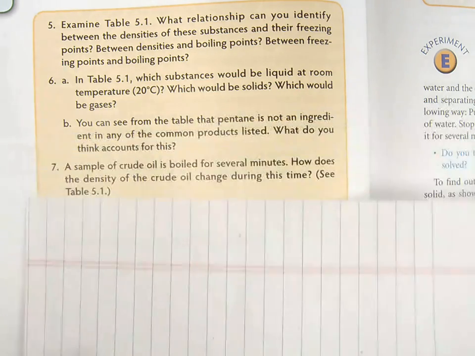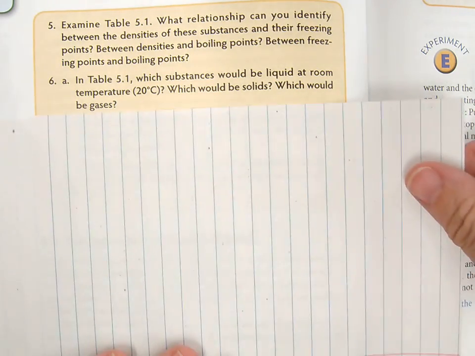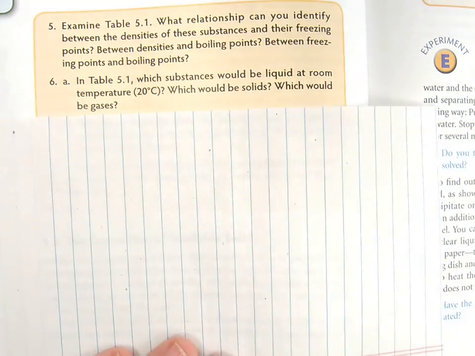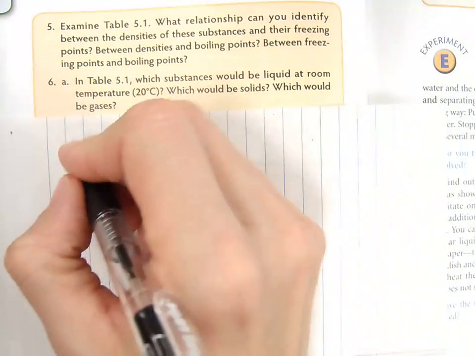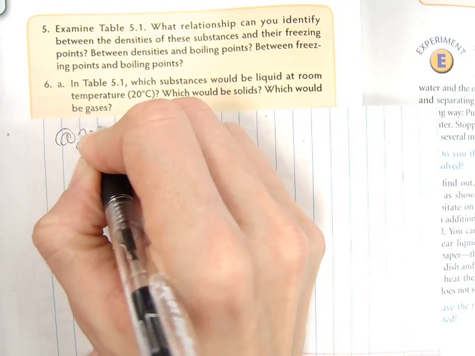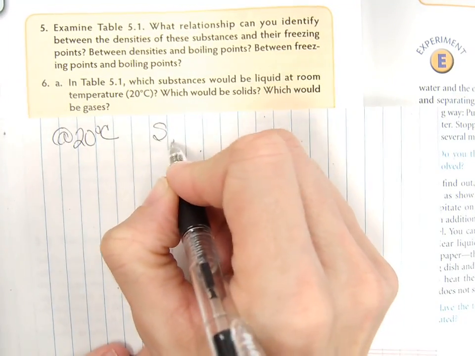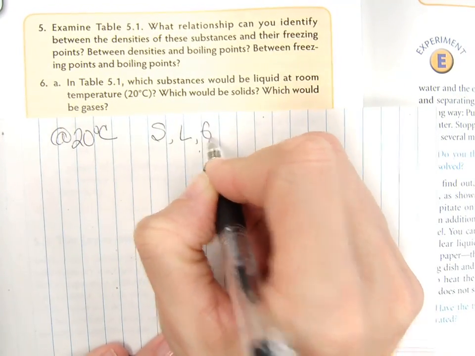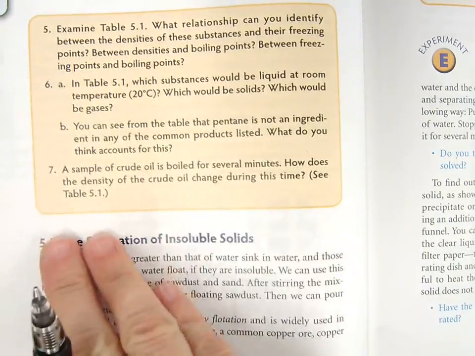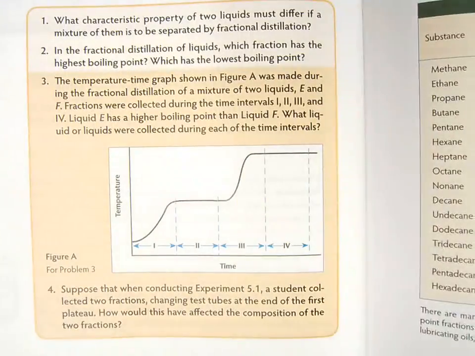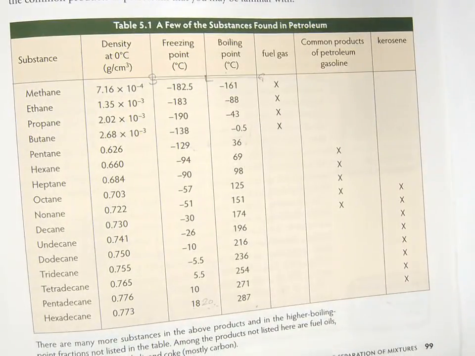So I'm going to write something down on a piece of paper, so I'm going to have to turn the page to look at the table. So I'm looking for, at 20 degrees, which ones are solids, which ones are liquids, and which ones are gases at that temperature. All right, so let's go back to table 5.1. Here's the table.